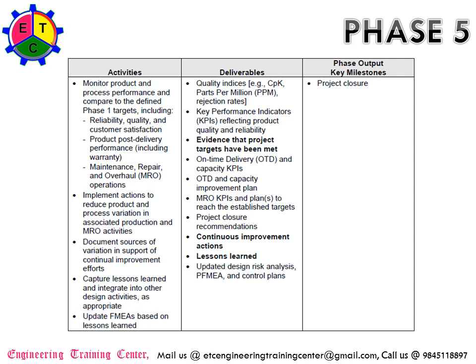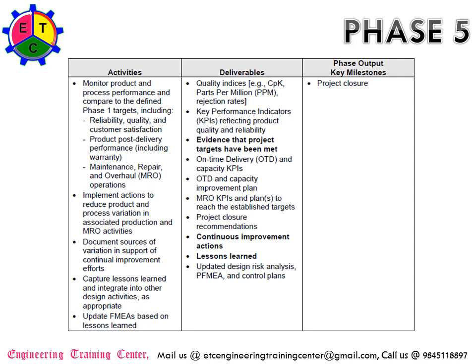So a set of activities during the phase 5 are: monitor product and process performance and compare to the defined phase 1 targets, including the reliability, quality and customer satisfaction, product cost, delivery performance including the warranty, maintenance, repair and overall MRO operations; implement actions to reduce the product and process variation in the associated production and MRO activities; document the source of variation in support of continual improvement efforts; capture the lessons learned and integrate into the other design activities as appropriate; update the failure mode effect analysis based on the lessons learned.